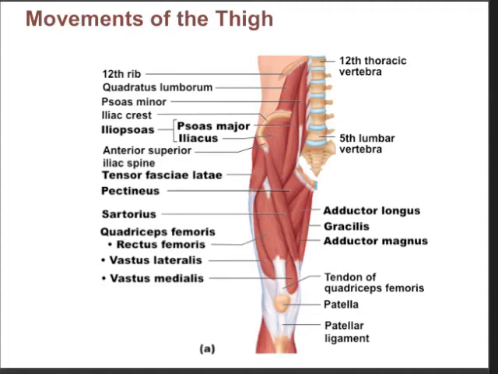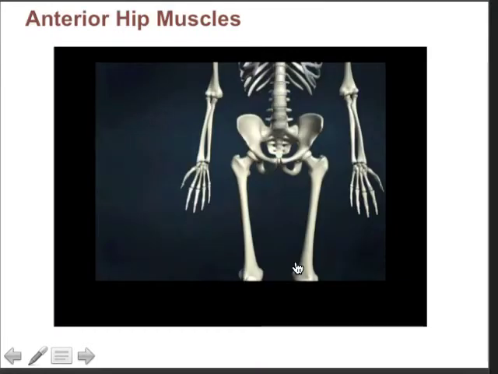The tensor fasciae latae, which is this muscle here, inserts onto the iliotibial band and runs basically from the iliac crest all the way down close to the tibial tuberosity, just below the patella. The rectus femoris, which is this big muscle here in the middle of the thigh, is a member of the quadriceps group, and they're assisted by medial adductors and the sartorius muscle, also known as the tailor's muscle, which runs across the front of the thigh and has almost an S shape to it. So let's take a look at the anterior hip muscles.